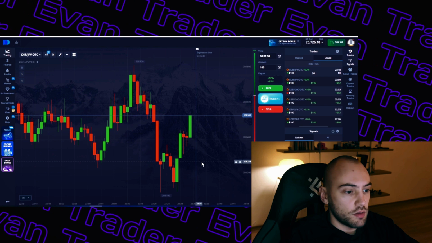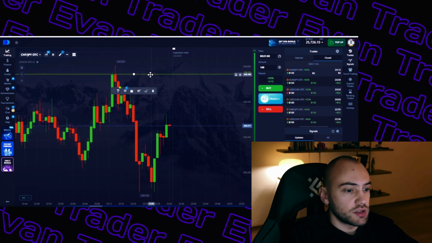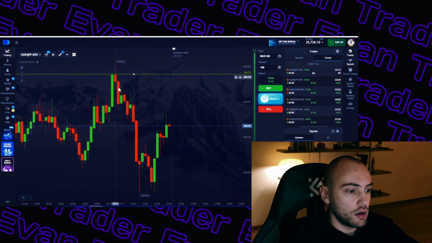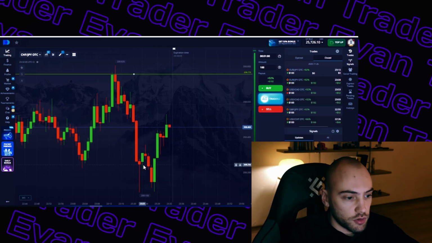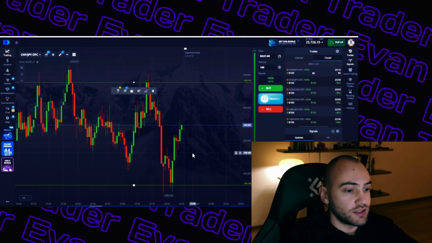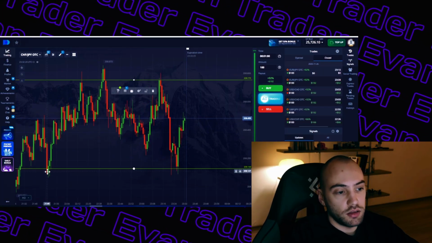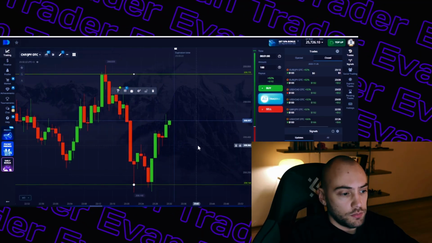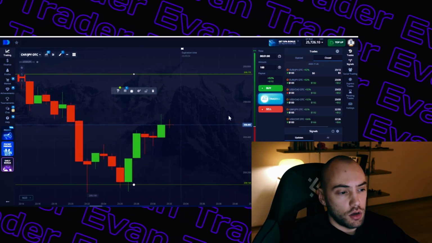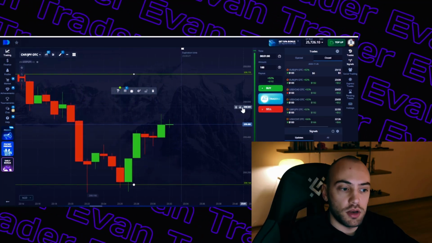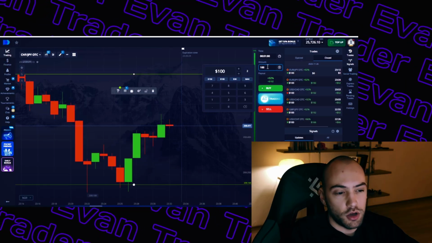Let's draw a resistance level. When the price reached this level, it sharply dropped back. We'll also mark the lowest level right now. This is where the price touched and even went slightly below this level. I think I'll open a buy here. I'll go for a 1 minute expiry at an amount of $100.